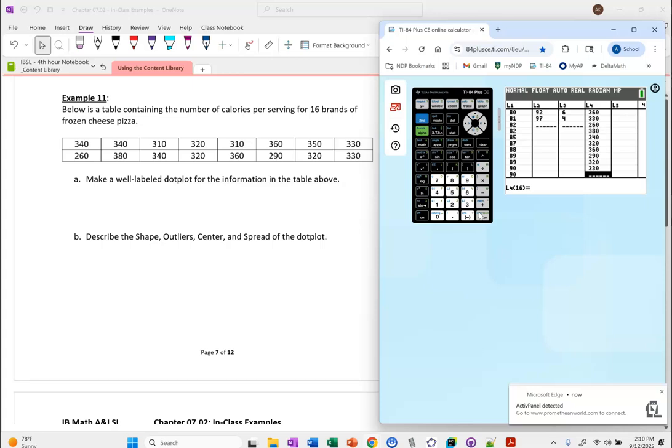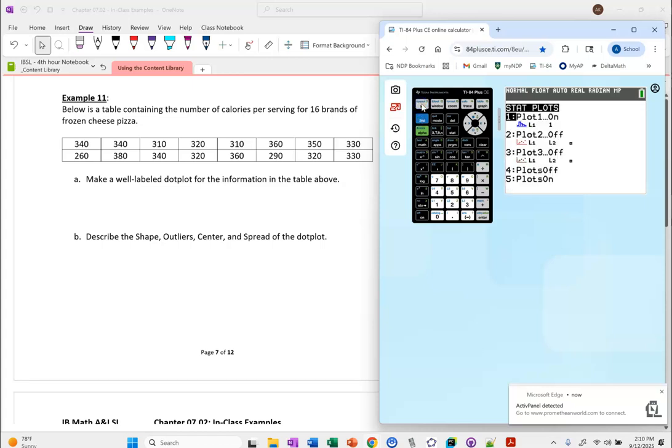All right, so I've entered all my data into L4. So what I'm going to do now, to get any kind of plot I want to make, second, y equals. I'm going to pick one of the plots. I'll pick plot 1. It's highlighted as on. And where's my option here? Oh, there's not a dot plot option here? I swear there used to be one.